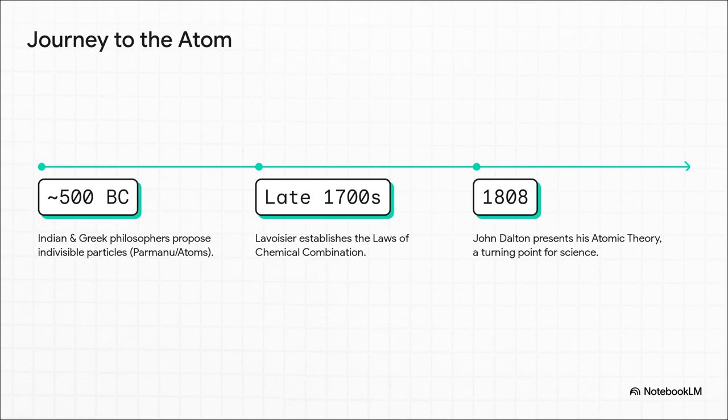You know, the idea of some ultimate uncuttable particle isn't new at all. It's been floating around for thousands of years, with ancient Indian and Greek philosophers talking about it. But for most of history, it was just an idea, a thought experiment. It wasn't until the late 1700s that scientists like Lavoisier started figuring out the actual rules for how stuff combines. And that experimental foundation is what let a man named John Dalton propose the first real scientific atomic theory.